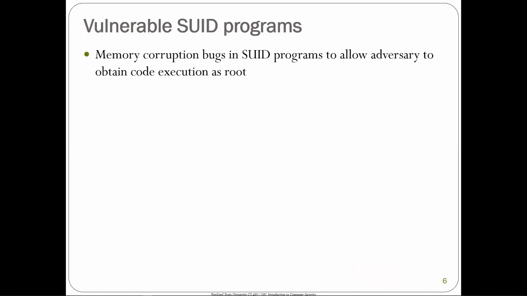One class of vulnerabilities that allows an adversary to escalate their privileges is to find vulnerable setuid programs. We covered setuid programs before.